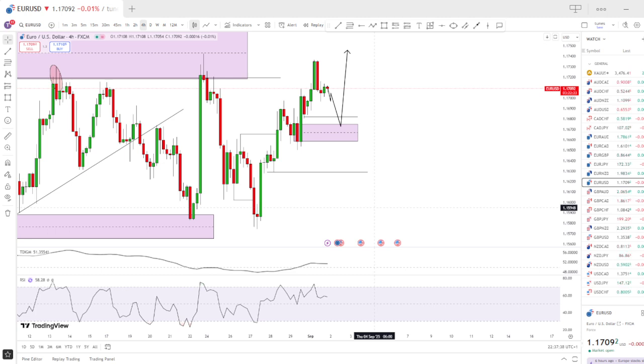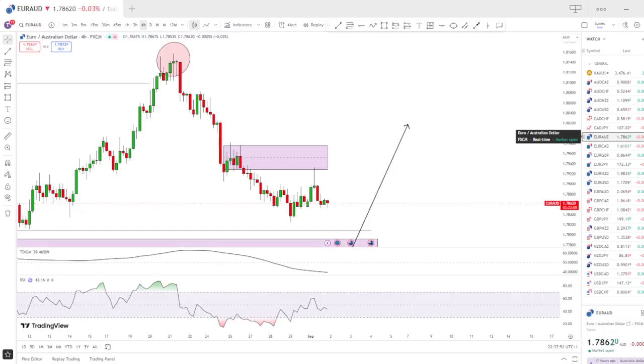All right, because Thursday to Friday I'll be more focused on the NFP release. So this is just it for Euro USD. Let's see Euro AUD next. I think Euro AUD last week I gave a swing bias for the sell to buy sort of scenario.